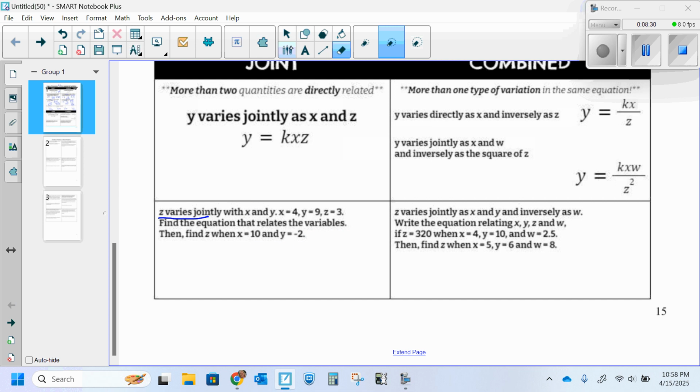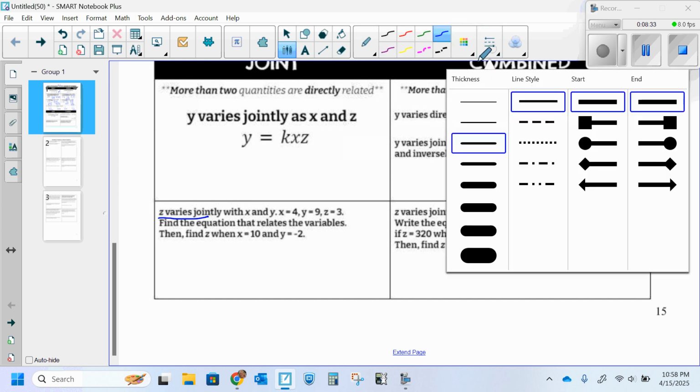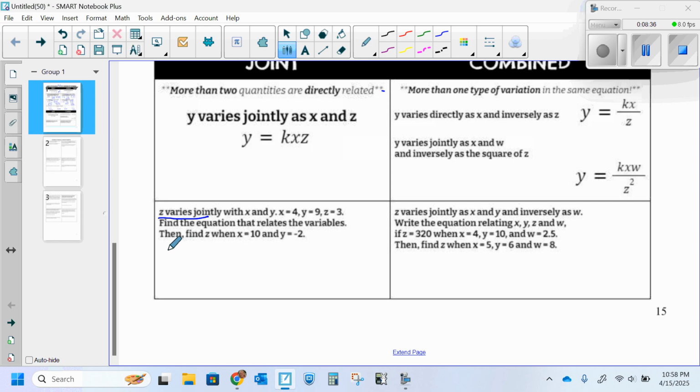Let's try that again. Don't get caught up in the X, Y's, and Z's like I just did. You got to read it. Z varies jointly with X and Y. Okay, so again, don't get caught up if Y equals KXZ. You're going to have lots of different variables, A, B, C, all the way to Z. So you have to read it and write it as you read it. So Z is 3, X is 4, Y is 9, 3 equals 36K, K equals 1/12.